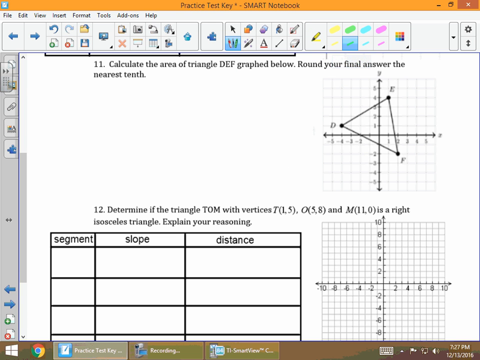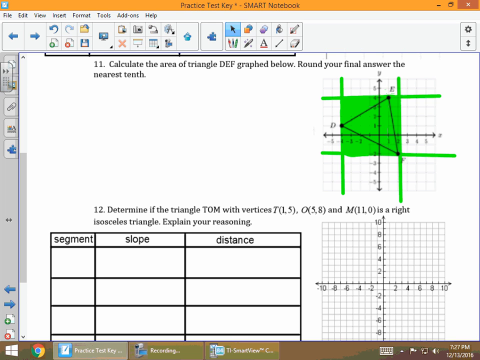Okay, and the farthest left point I have is D, so I'm just going to put a line over there on D. The highest point is E, so I'll put a line through E. My lowest point is F, so I'll go all the way down there through F. My farthest right point is also F. I'll go through there. So you'll notice here in the middle, this is the rectangle that I'm dealing with.